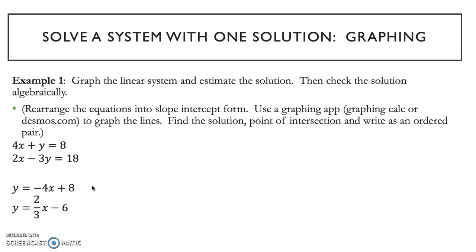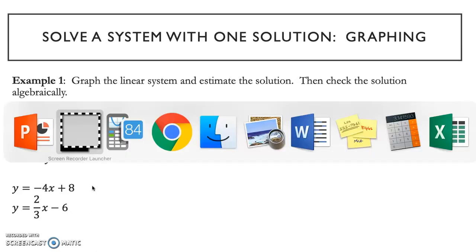We've got the system 4x plus y equals 8 and 2x minus 3y equals 18. So start by solving for y with each of those equations. So you get y equals negative 4x plus 8 and y equals 2/3 x minus 6. So now let's put these on the graphing calculator and see if they intersect.